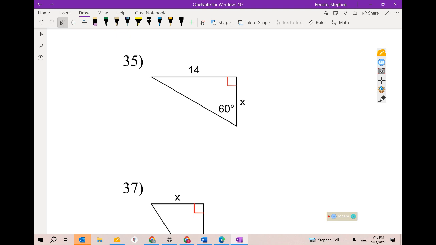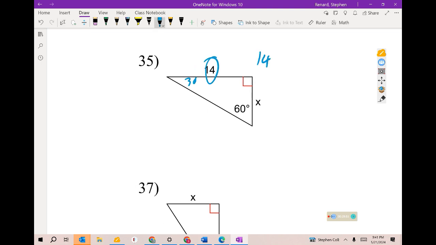35. So I'm going to show you something. So I know that the relationship between these two, because this is a 30, 60, 90, this is my long leg. So I can go 14 times the square root of 3 over 3, or 14 radical 3 over 3. If I were to put that into a calculator, I get approximately 8.1. Okay?